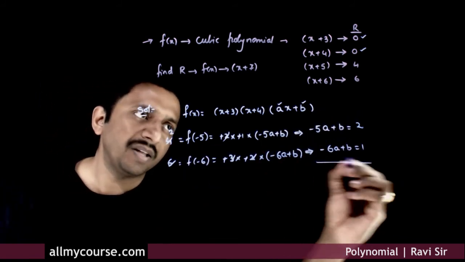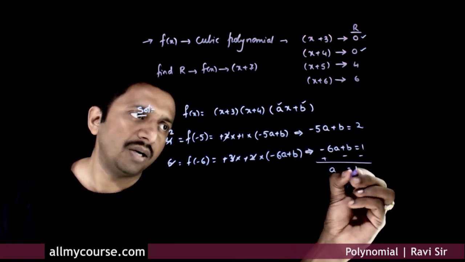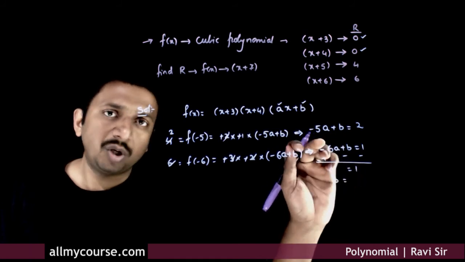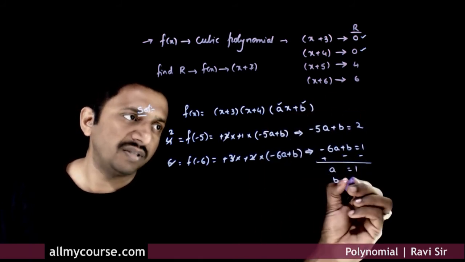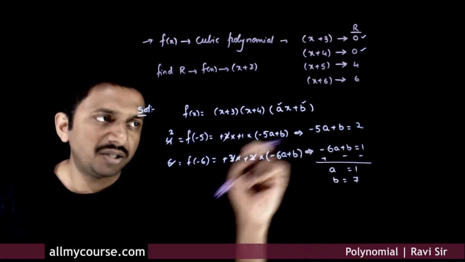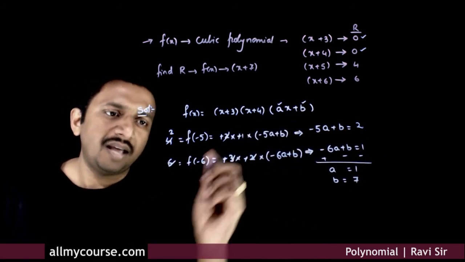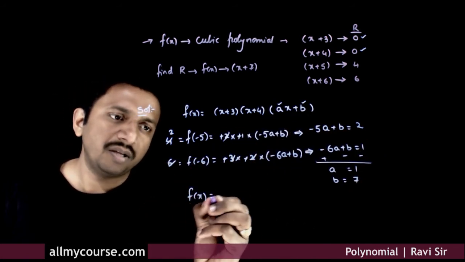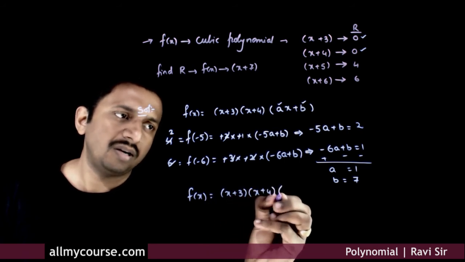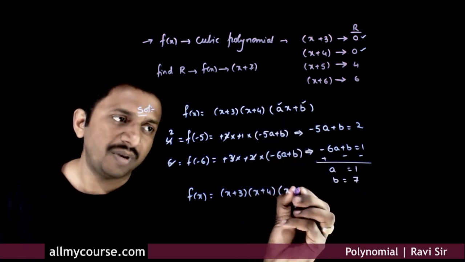Just try to solve them. Subtract one from the other. So a is equal to 1 and b is equal to 2 plus 5, which is equal to 7. So minus 5 plus 7 is 2, minus 6 plus 7 is 1. Hence f of x is equal to x plus 3 times x plus 4 times, with a as 1 and b as 7, x plus 7.